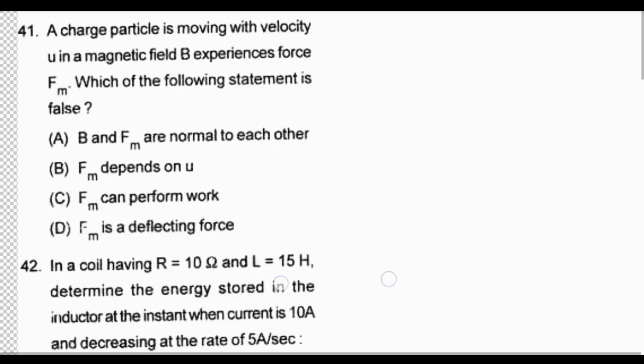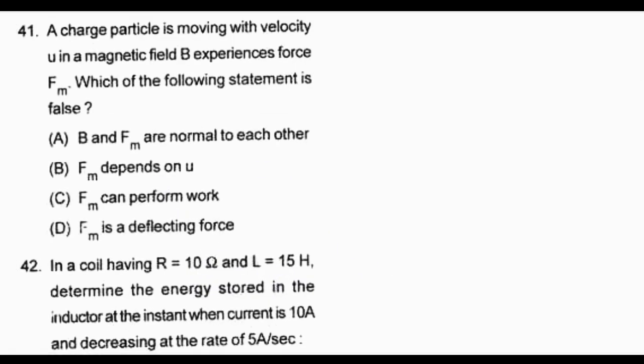So next question is question number 41. A charged particle is moving with a velocity u in a magnetic field B, and experiences a force Fm. Which of the following statements is false? Option A, B and Fm are normal to each other. Option B, Fm depends on u. Option C, Fm can perform work. Option D, Fm is a deflecting force.